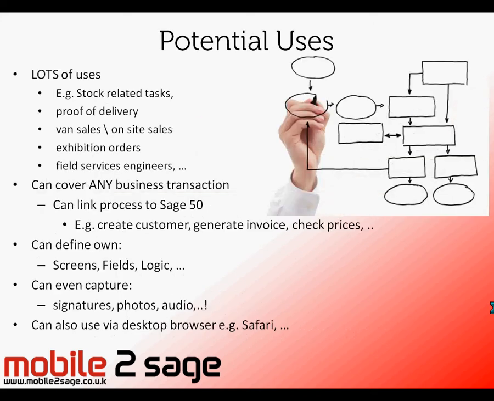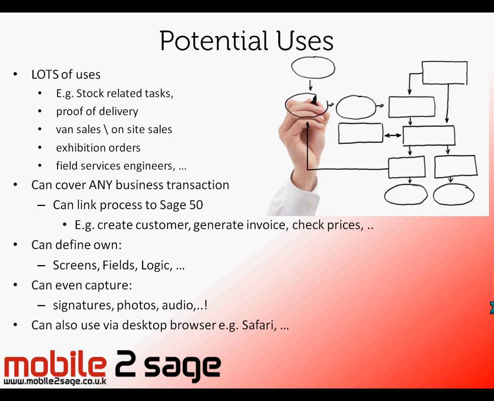So what are the potential uses? Well, there are lots of uses. You can use it for any kind of stock-related transaction. You can use it to capture proof of delivery in the form of a signature. Any type of van sale or on-site sale, as well as taking orders at exhibitions, or equipping your field service engineers. In fact, anywhere where you may be using a paper pad to note a transaction.